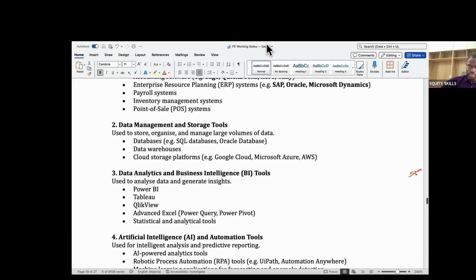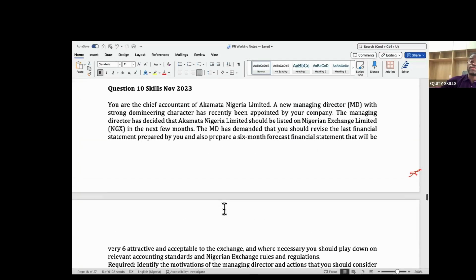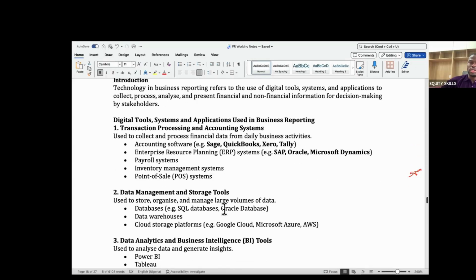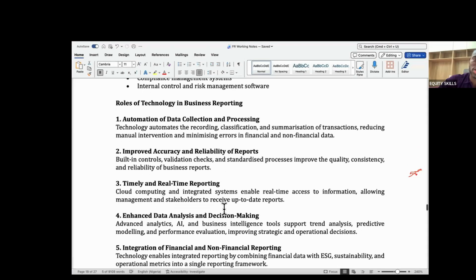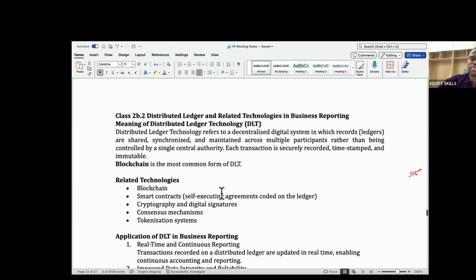So majorly, this is the most useful part of your exam, knowing about the areas that can be disrupted by technology and the tools themselves, and also the importance of technology in business reporting. Now, there are some tools that I need you to know that are recent. I just need you to be aware of it. And one of it is distributed ledger technology, right? Distributed ledger technology. So there's a technology called distributed ledger.